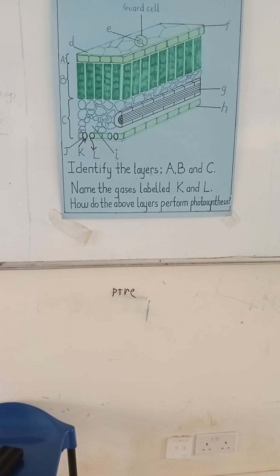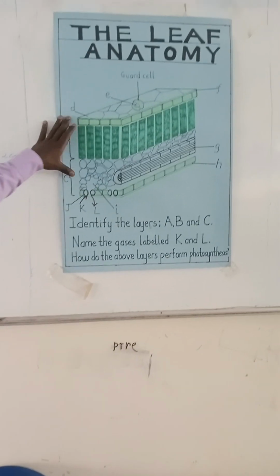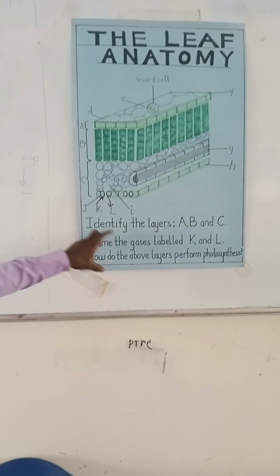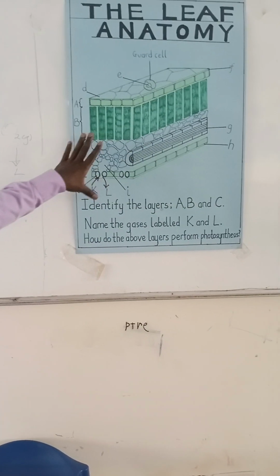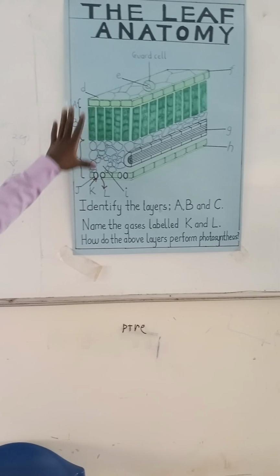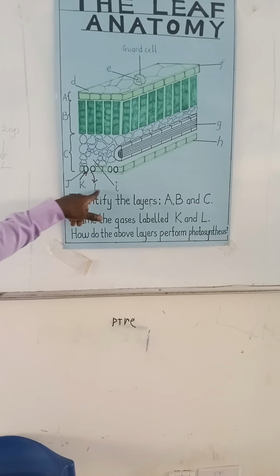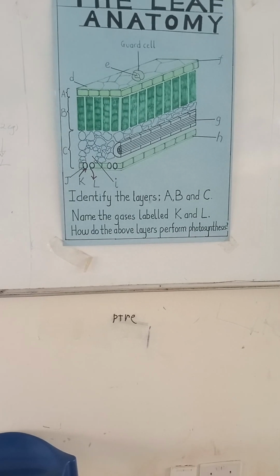So in our next episode, we shall look at how each of the layers is adapted to carry out photosynthesis. In this, we have named from A to L, and we have given their importances.